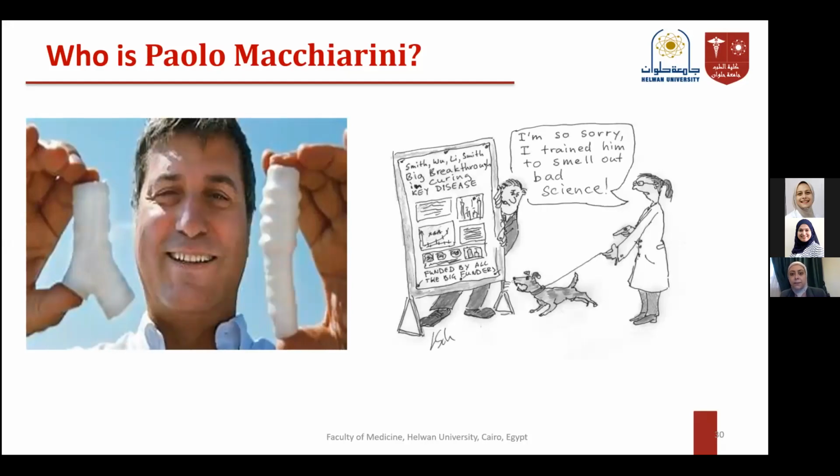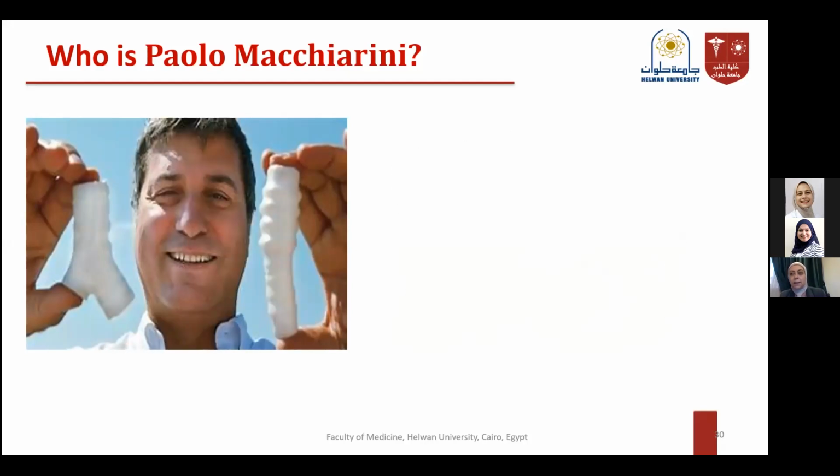This is Paolo Macchiarini. He used the 3D printing of the trachea. He used a prosthetic trachea in his patients. He was an Italian scientist. His specialty was regenerative medicine. His PhD was on regenerative medicine.